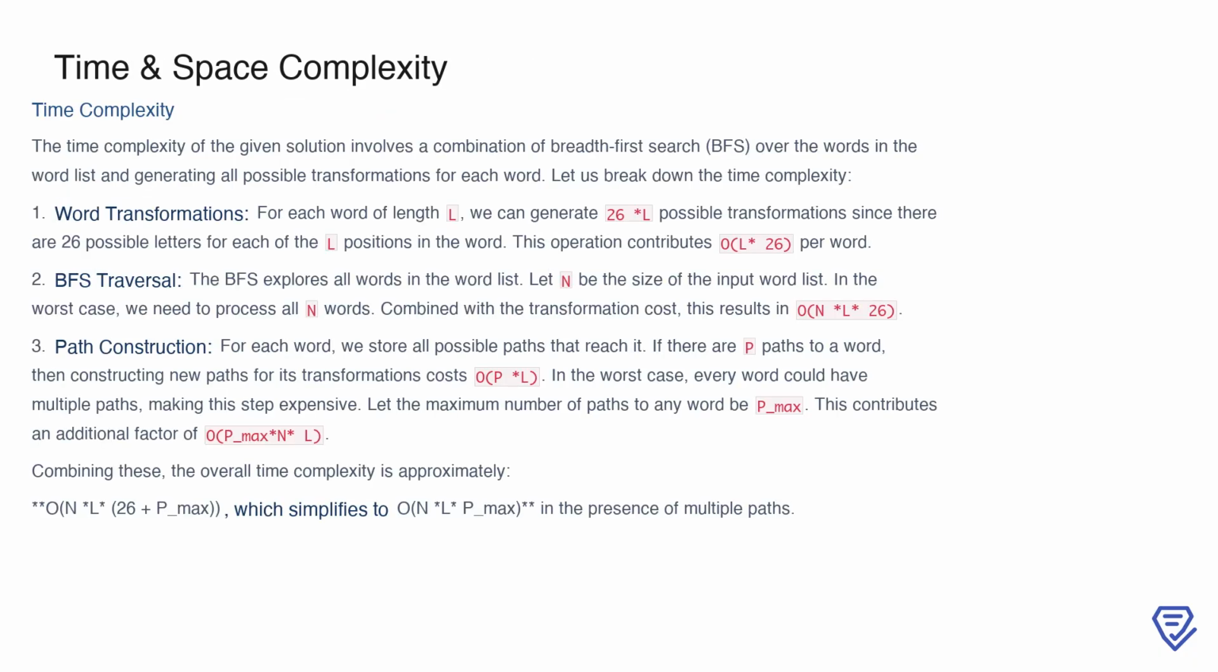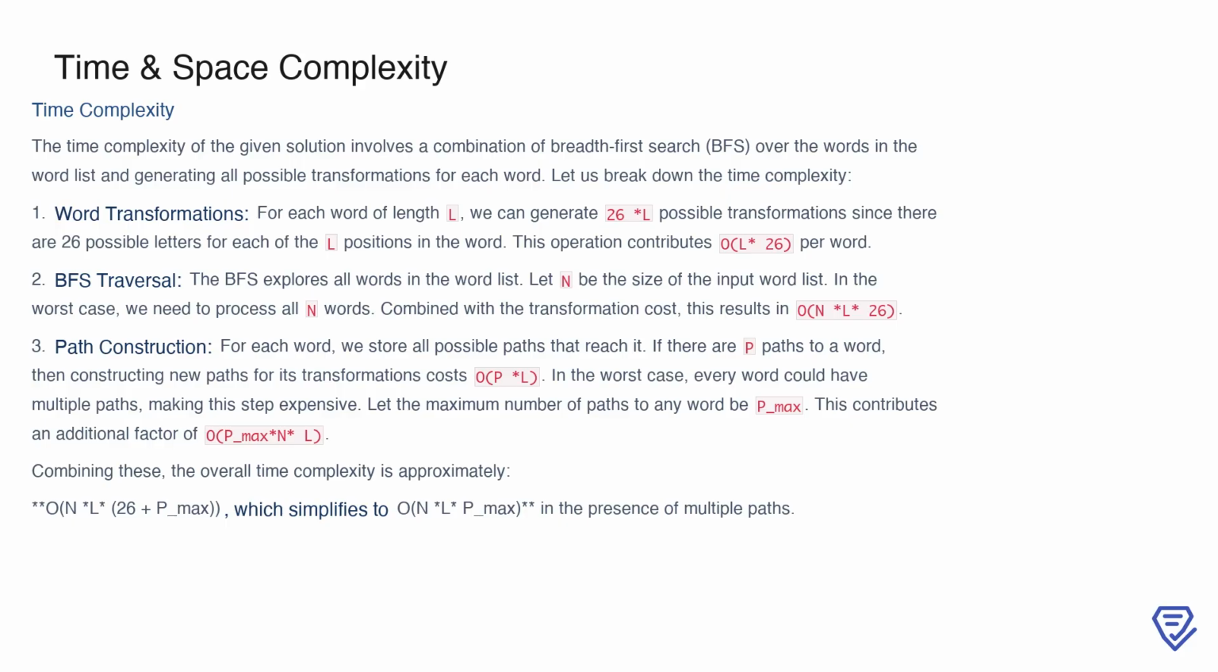Here, we analyze the time complexity of the solution. First, let's consider the process of word transformations. For a word of length L, we can generate 26 possible transformations for each of the L positions, resulting in a transformation cost of O(L*26) per word. Next, we have the breadth first search traversal. In the worst case, BFS will process all N words in the word list. Combining the transformation cost with BFS traversal, this step contributes O(N*L*26).